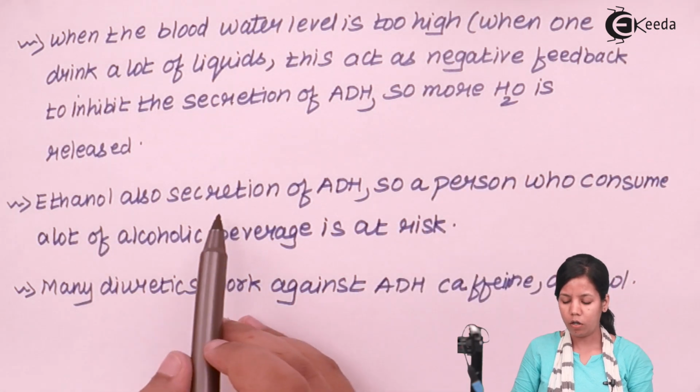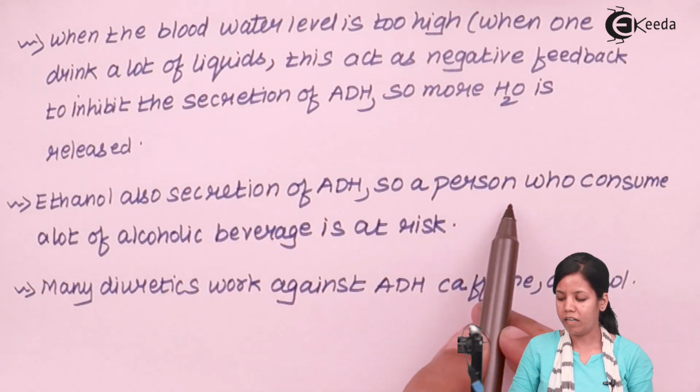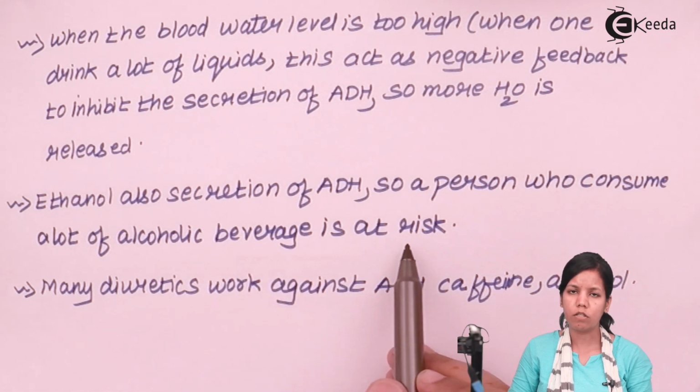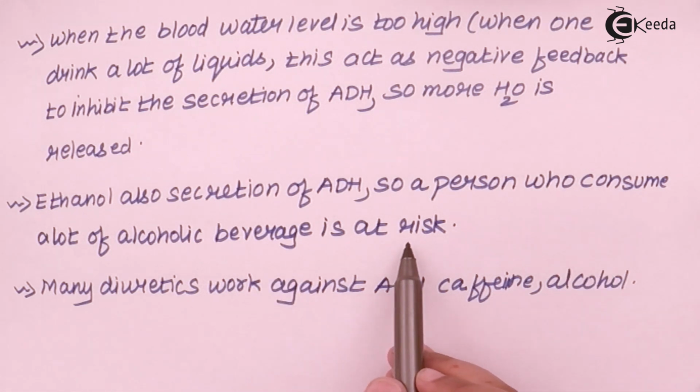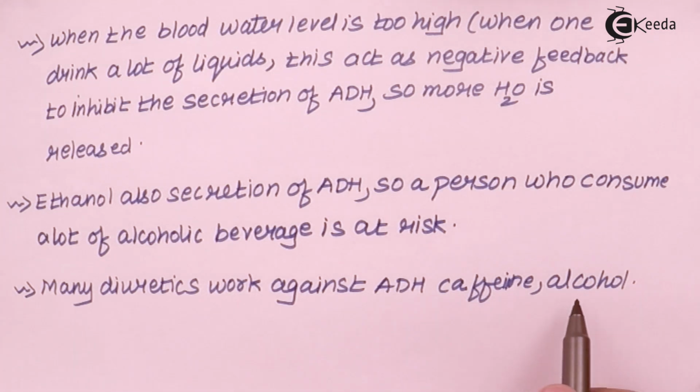Now, ethanol also affects the secretion of ADH when one consumes alcoholic beverages. Whenever ethanol is consumed, a person can have ADH secretion hampered, so there would be less ADH secretion. Alcoholic beverages may even stop ADH secretion. Now, there are many diuretics. When I talk about diuretics, they include caffeine and alcohol, which work against the secretion of ADH, or antidiuretic hormone.